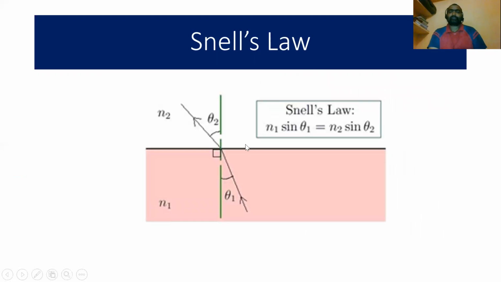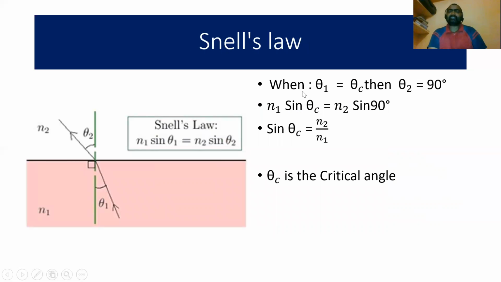Snell's law. If we apply Snell's law, it becomes n1 sin theta 1 equal to n2 sin theta 2. Here theta 1 is the angle of incidence, theta 2 is the angle of refraction. N1 is the refractive index of the first medium, N2 is the refractive index of the second medium. Generally, N1 is the refractive index of core and N2 is the refractive index of cladding. If we take the condition theta 1 equal to theta c, when angle of incidence equals the critical angle, then theta 2, the angle of refraction, equals 90 degrees.